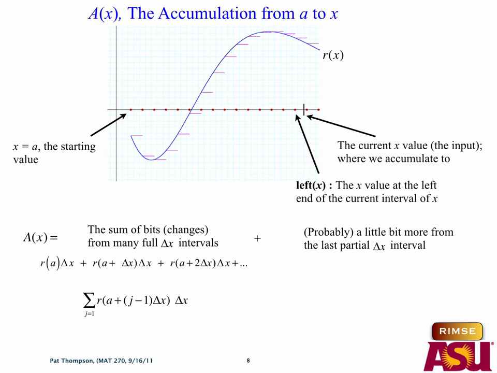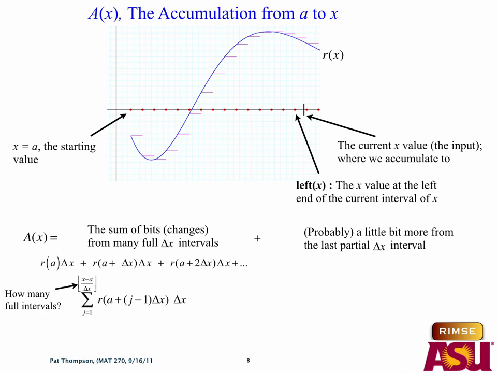Jessica? You said it. The floor of x minus a over delta x, right? Because remember, x minus a over delta x is the relative size of x minus a to delta x, i.e. how many delta x's make up the measure of x minus a. Take the floor of that. That gives you the number of complete delta x intervals, okay?